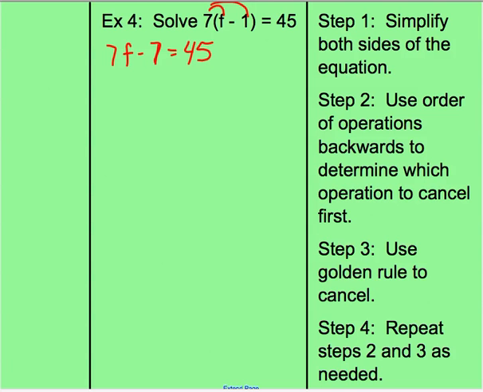Use order of operations backwards and the golden rule. So I'm going to cancel my subtraction first. And I'm going to cancel it on the side with the variable. 45 plus 7 gives me 52. And then dividing both sides by 7. Again, on the side with the variable, it just cancels. 52 and 7 have no common factors, so my answer is already in simplest form.